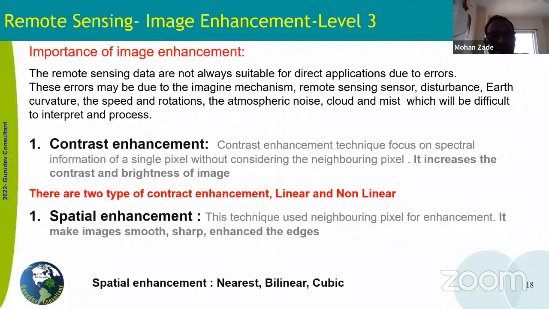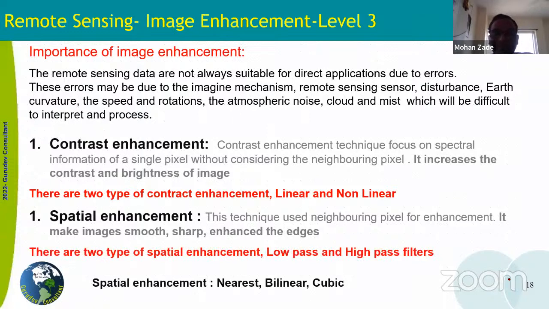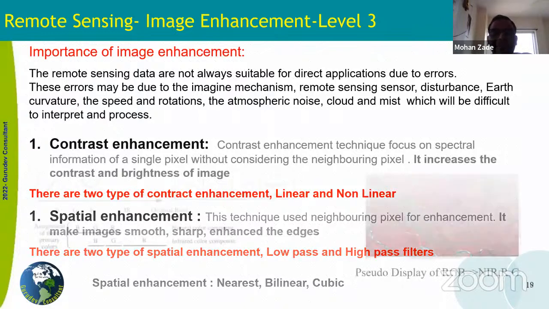The spatial enhancement is nothing but enhancing the quality of interpretations. Sometimes you see sharp edges or smooth curves and all those things. These spatial enhancements help us to improve the readability of the images. There are three types of spatial enhancement normally available: nearest, bilinear, and cubic. And these are also sometimes called low pass as well as high pass filters.